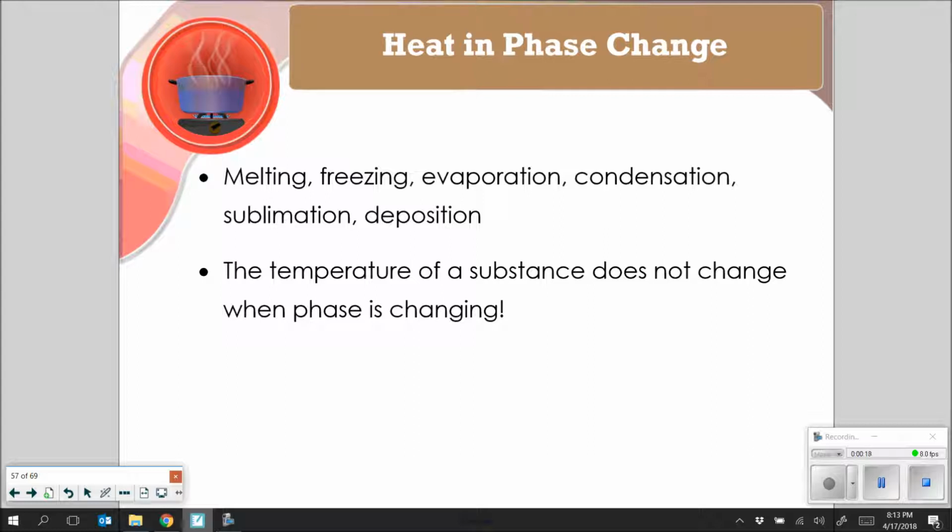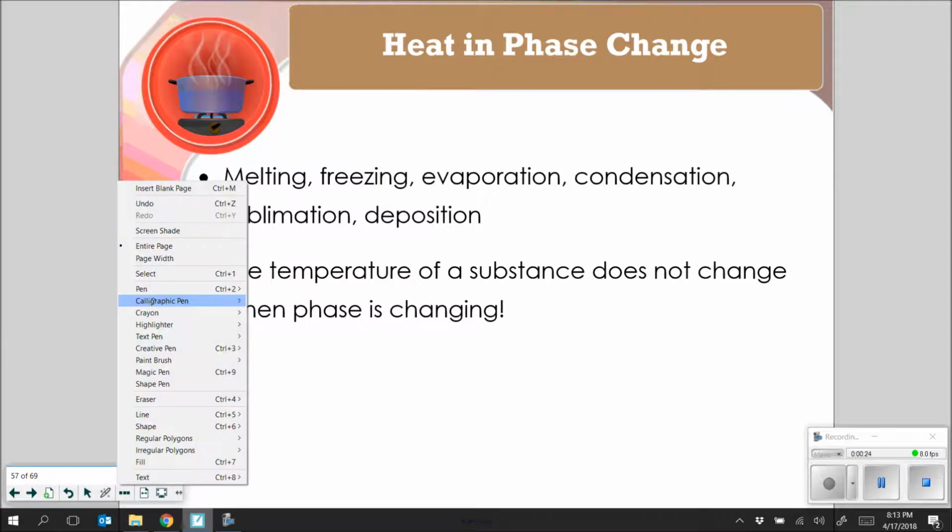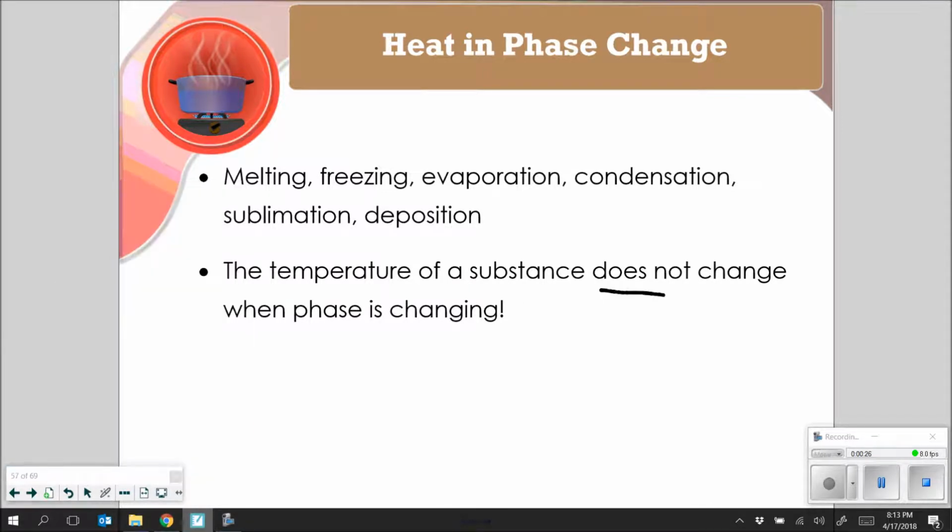The important thing to note about phase changes themselves is that the temperature of the substance is not going to change when the phase is actually changing. So for example, if I take a pot of water and I bring it to a boil, the temperature changes while I bring the water to 100 degrees Celsius. But once I hit 100 degrees Celsius, that water is boiling and the temperature will not change from 100 degrees Celsius while that water is undergoing the phase change to a gas.